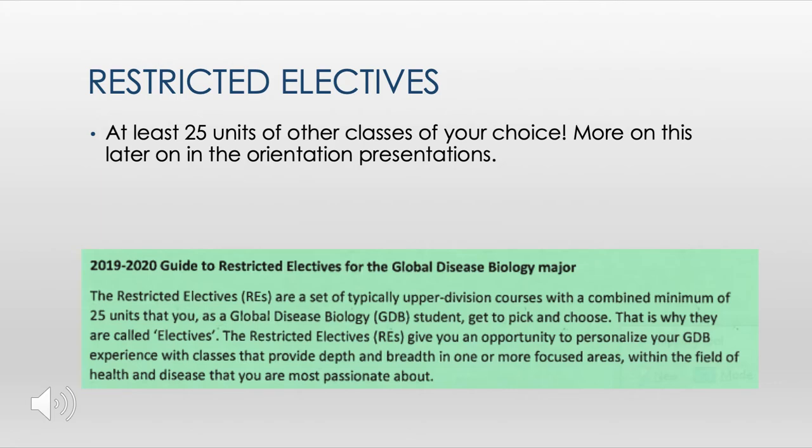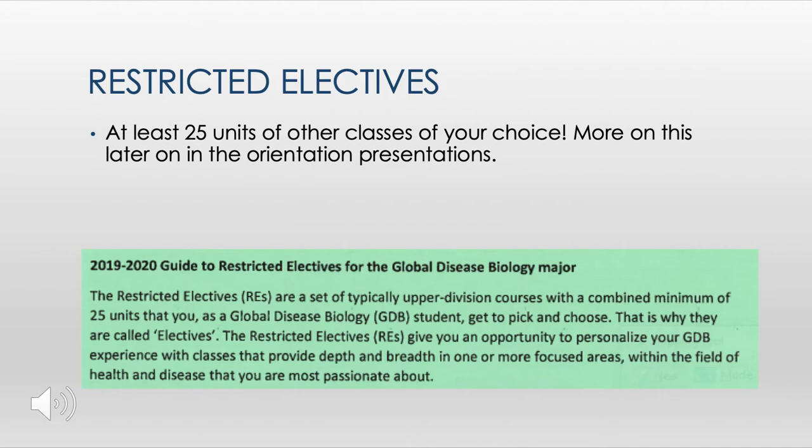You remember us talking about the One Health model: people, plants, animals, and the environment? This is where you get to pick one or more of those categories and really dive into the health and disease aspects that you like about them to personalize your degree. For example, I was a global disease biology major. I minored in human sexualities, but I emphasized my restricted electives in public health. I took, I think, four or five of my restricted elective courses in public health, because that's what I wanted to do after graduation.